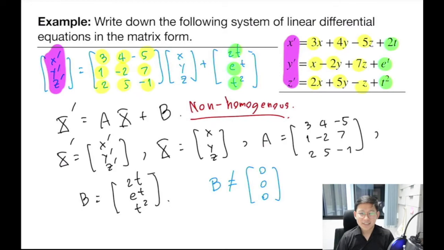Okay, so that's it guys for the first video. Let me sum it up. First, we talked about what systems of linear differential equations are, right? We have one, two or more dependent variables, and we have only one independent variable, usually denoted by t. Then we looked at a couple of examples of systems of differential equations, and we learned how to write them down in matrix form.